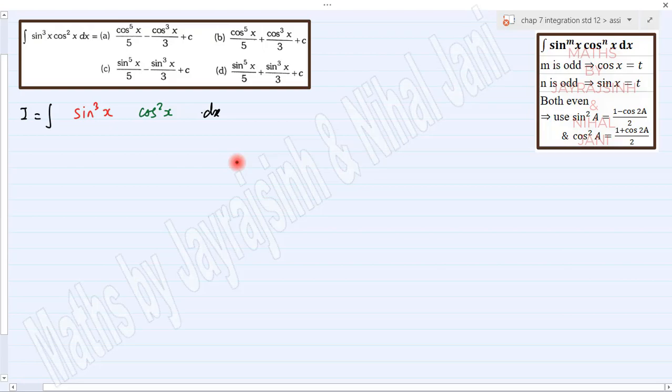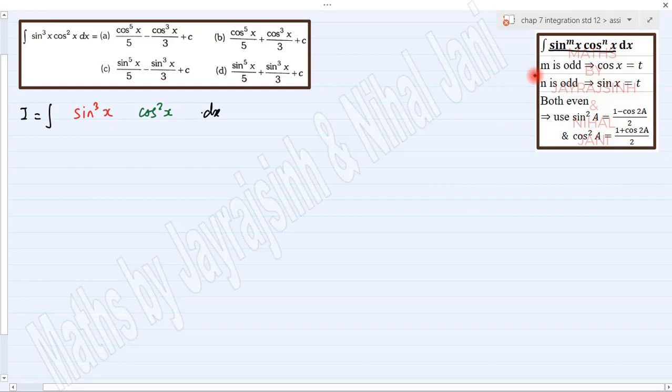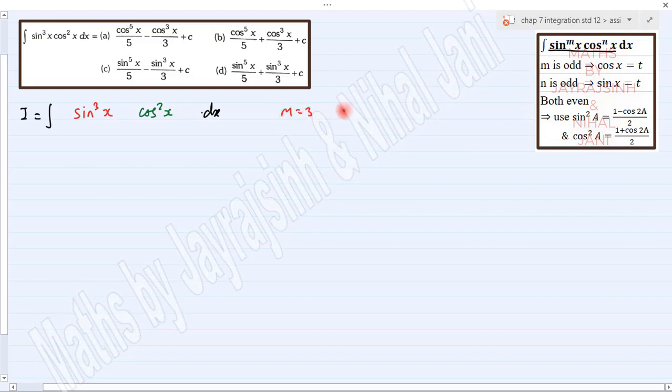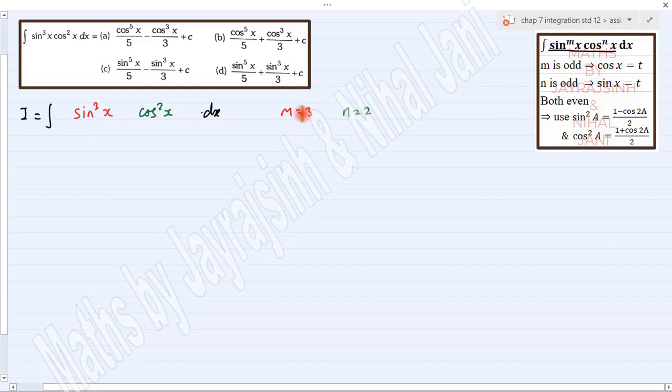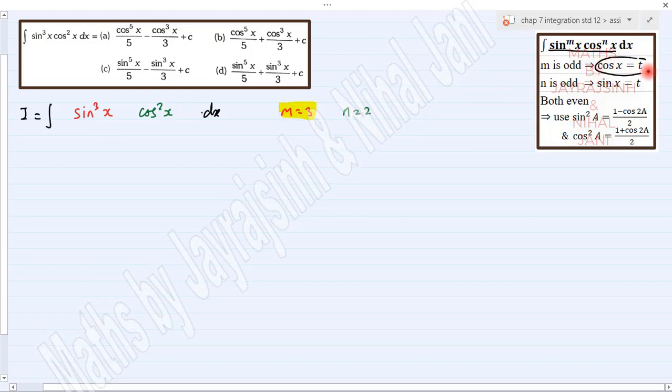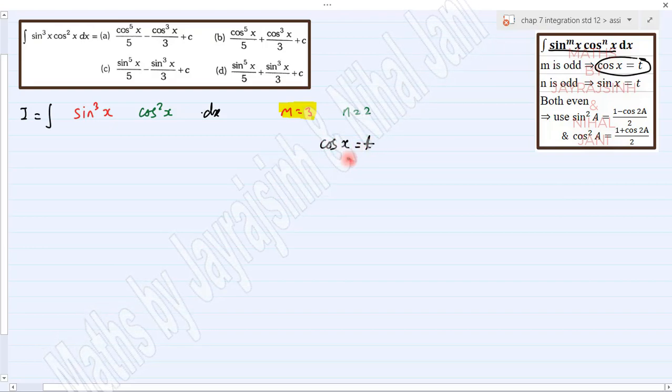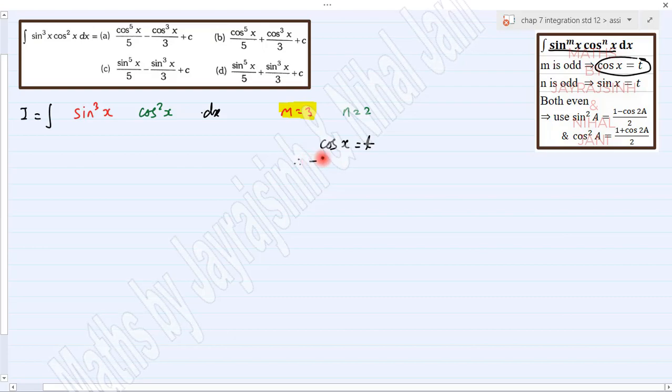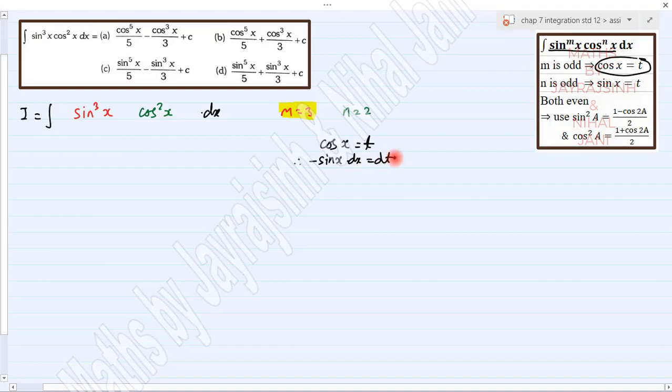In this question, we have to integrate sin cube x into cos square x, which is in the form of sin x raised to m and cos x raised to n, where m is 3 and n is 2. Now, whenever m is an odd number and n is an even number, we have to assume cos x is equal to t. So let's assume cos x is equal to t. And therefore, after differentiation, we will get minus sin x dx is equal to dt.